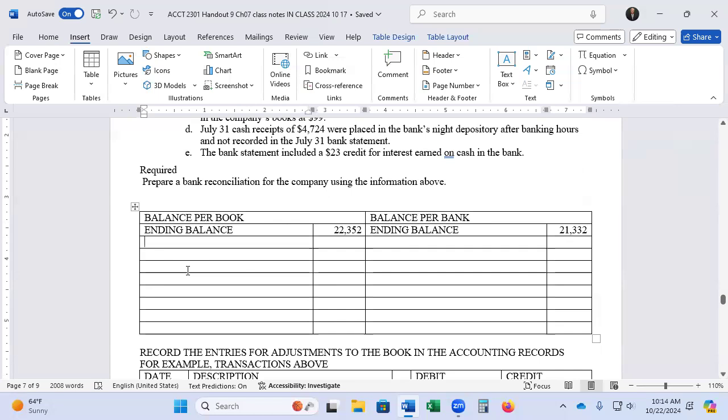Okay, it says for letter A, outstanding checks as of July 31st total $3,713. And so what I'm going to do is put the letter A, and then I'm going to put deduct outstanding checks. And so that amount, $3,713.